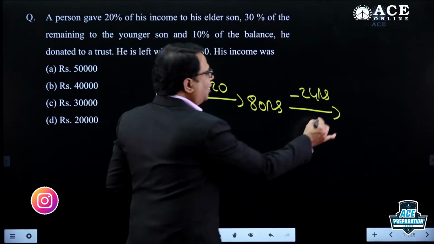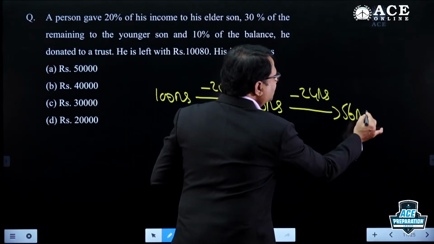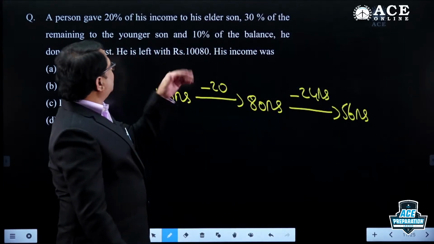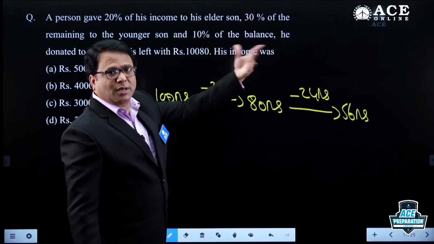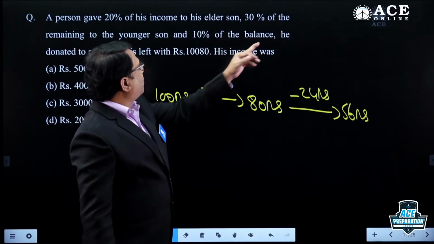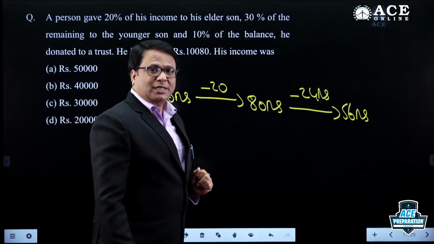Then how much is left? 56 rupees is left. Then what is the next step? 10% of the balance, meaning the remaining amount, he donated to a trust.